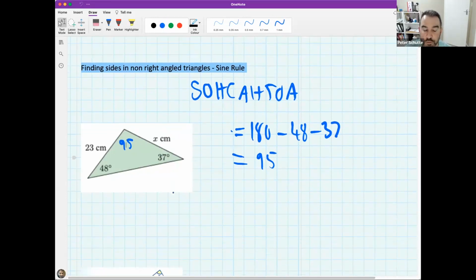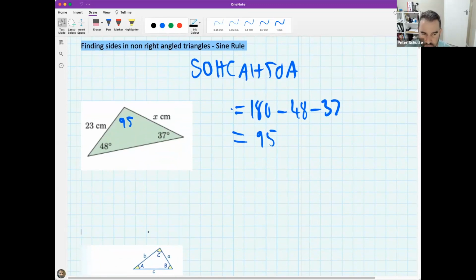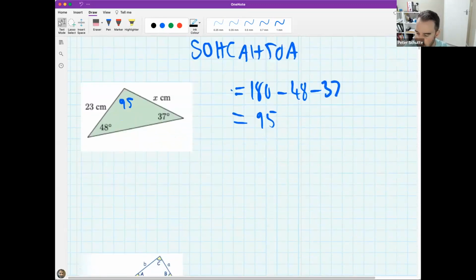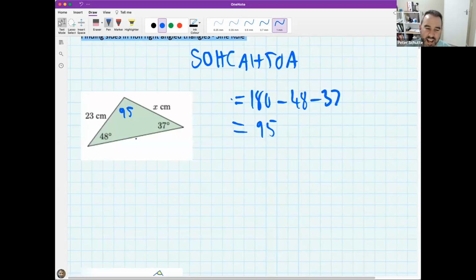Now, the proof of why this rule works, I'm not going to cover today because the focus is more on practicing. But basically what the proof does is it divides this triangle up into two right-angled triangles. It almost cuts it like that. And then using the fact that you have two right-angled triangles, it creates this rule called the sine rule. Now, I'm just going to show you how to use it. So this is how you use the sine rule.